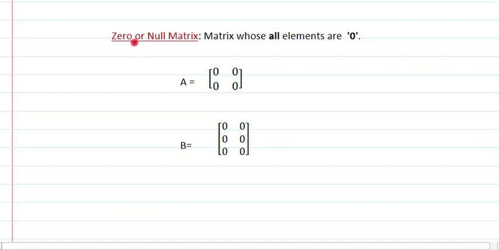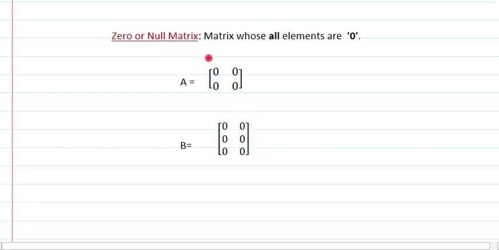Next is zero or null matrix. A matrix whose all elements are 0 is known as a zero or null matrix. A is a null matrix because all the elements are 0. B is also a null matrix because all the elements are 0. There is not a condition that it should be a square matrix. It may be a square matrix or a rectangular matrix.